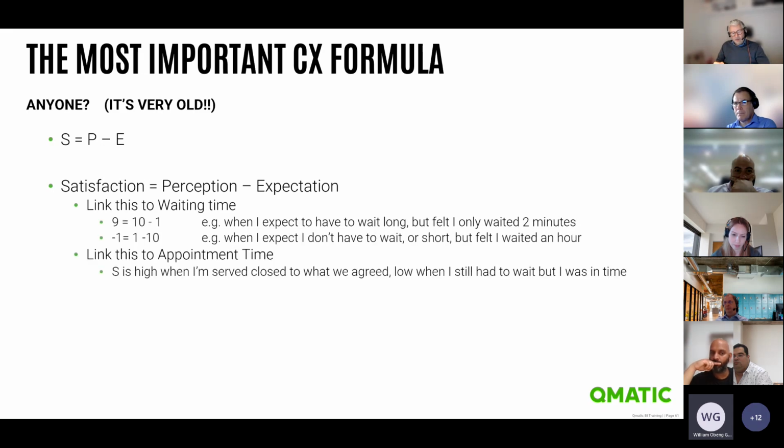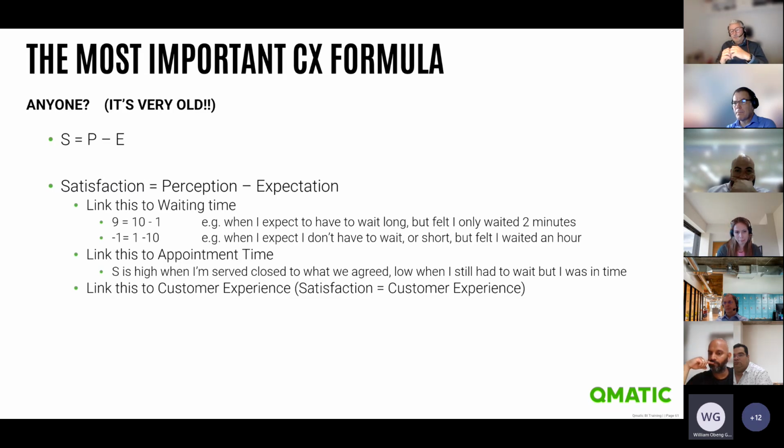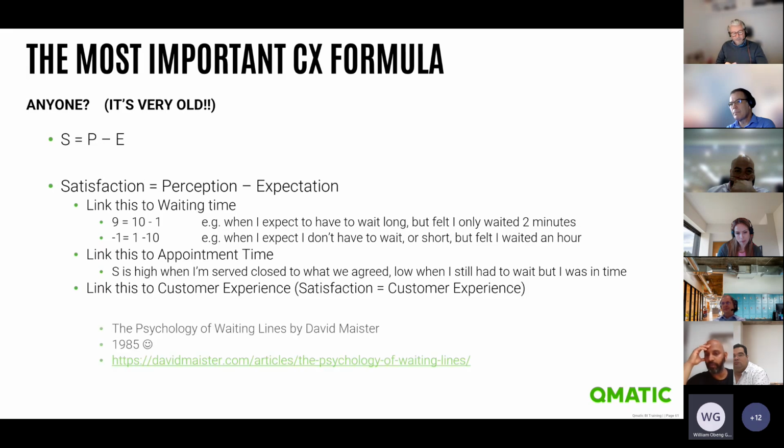I have some examples here. You can also use this for appointment time. If I book an appointment, my expectation is that you're ready for me at the moment we agreed on having that appointment. At least in Western Europe and so on. It's a slightly different culture in some other countries, but in the Western world, at least in the Netherlands where I come from, that is the expectation. If you're not there for me at the time we agreed, I'm not satisfied. So take this in mind.